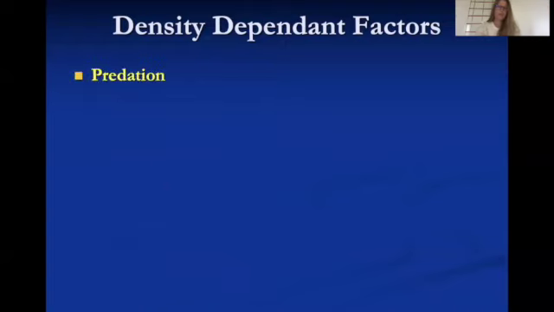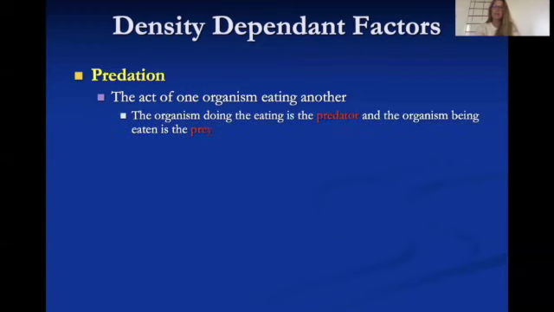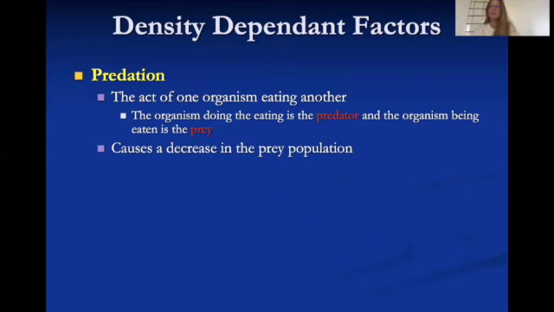Another density dependent factor is predation. Predation is, remember, the act of one organism eating another. And here is your first NODA science fact. Predation limits a population, right? So if you have a lot of coyotes eating the bunnies, guess what happens to the bunny population? It goes down.